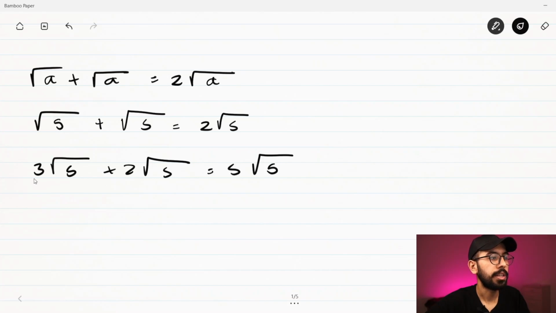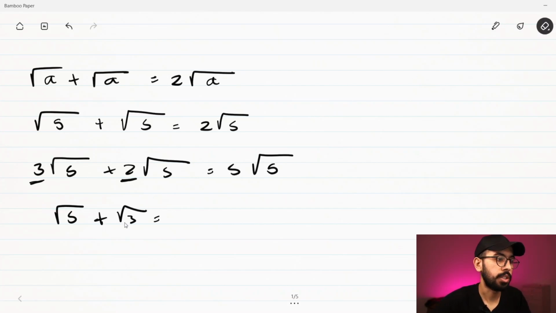So we add the coefficient from each root because the roots are the same. But if we have a different root, if we have the root of 5 plus the root of 3, we cannot add them together. There is no law to add different roots to each other. So it cannot exist.